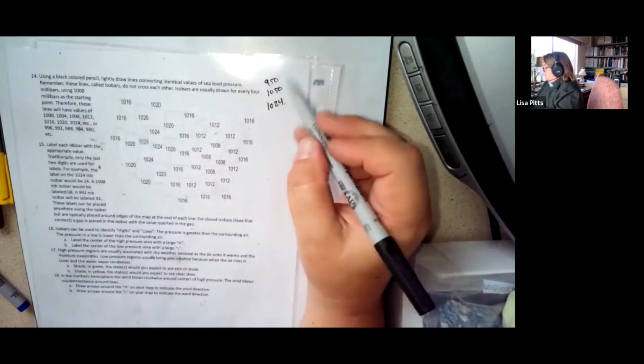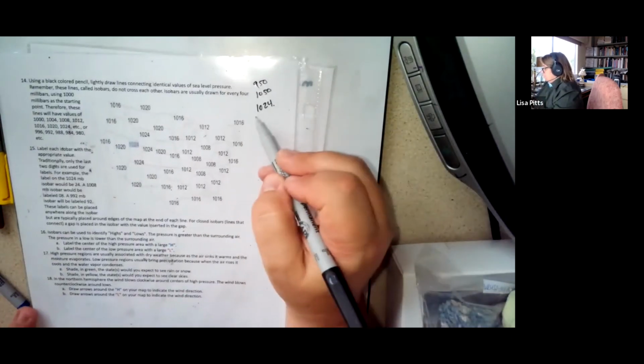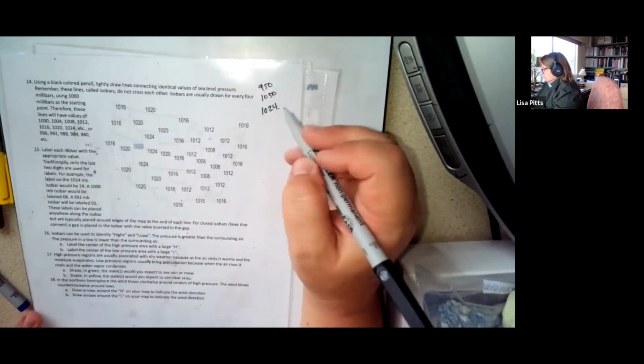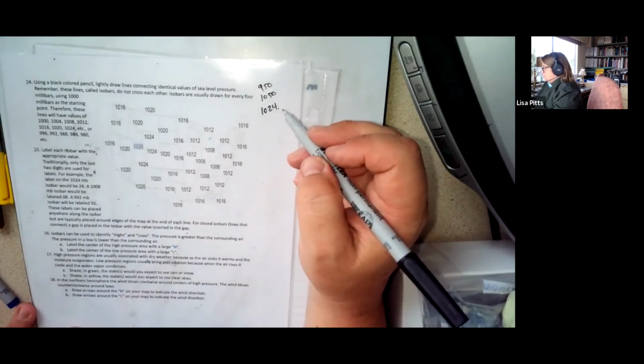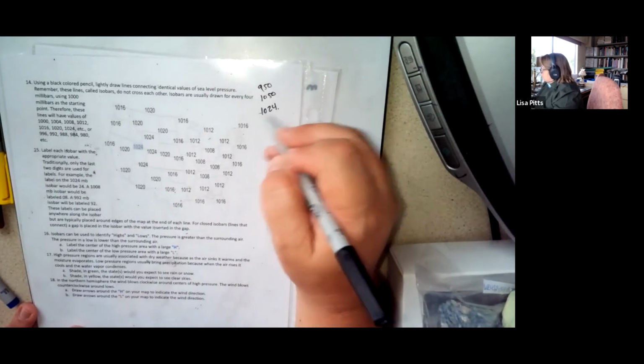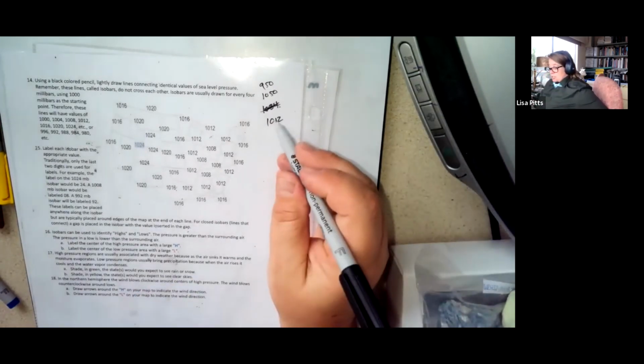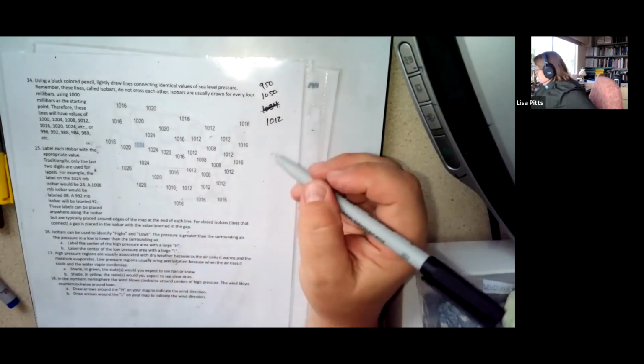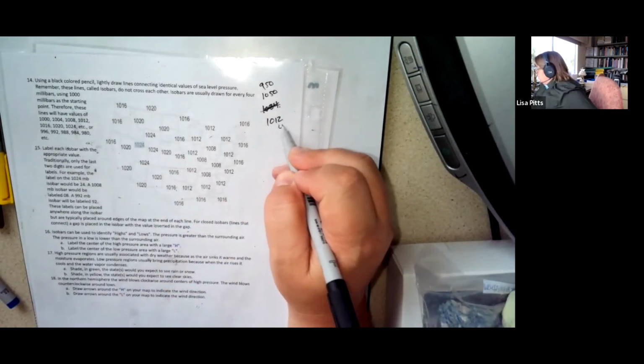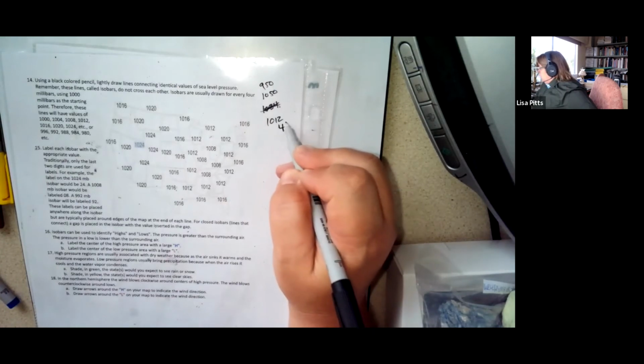So normal pressure on our planet is 1012, sorry. So that's like normal on our planet. And so that definitely has to be a contour line, and sorry, an isobar line. And they're on the 4s. So the contour interval for isobars is always 4.